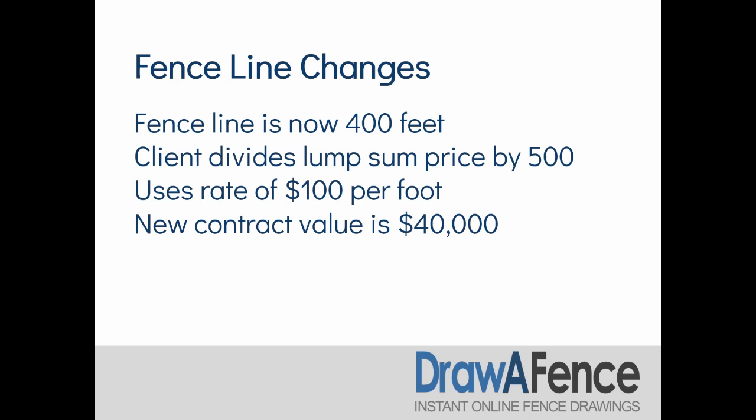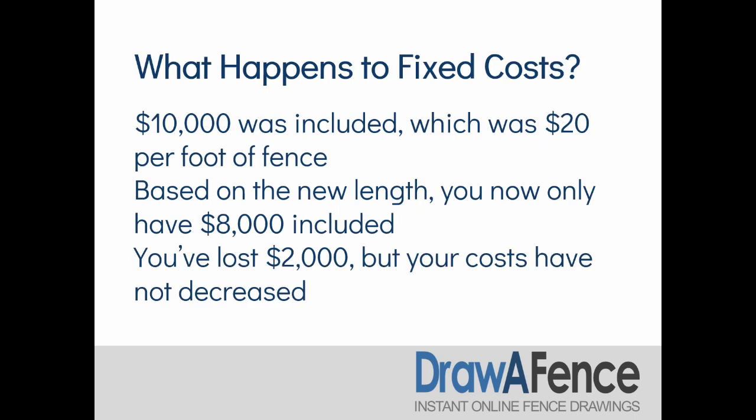The fence line is now 400 feet instead of 500 feet. So your client divides the lump sum price by 500 because it was 500 feet. Then they get to the rate of $100 per foot and they use the rate of $100 per foot. So the new contract value is now $40,000. Still doesn't sound terrible. But what happens to fixed costs? $10,000 was initially included, which was $20 per foot of fence. So based on the new length, you now have only $8,000 included because they've taken 20 times 400. You've lost $2,000 of your fixed costs, but your costs themselves have not decreased.